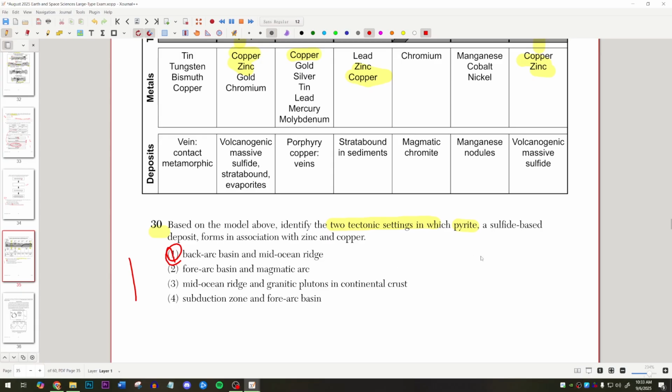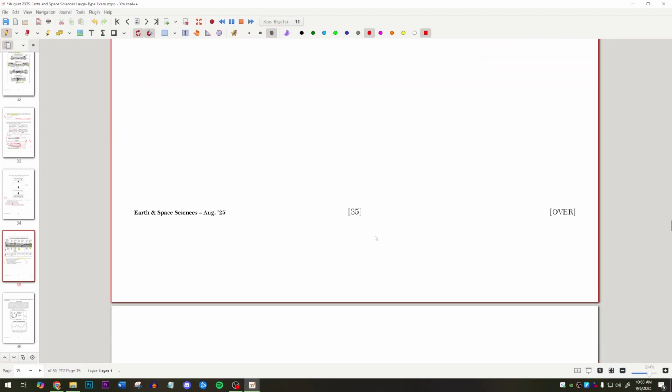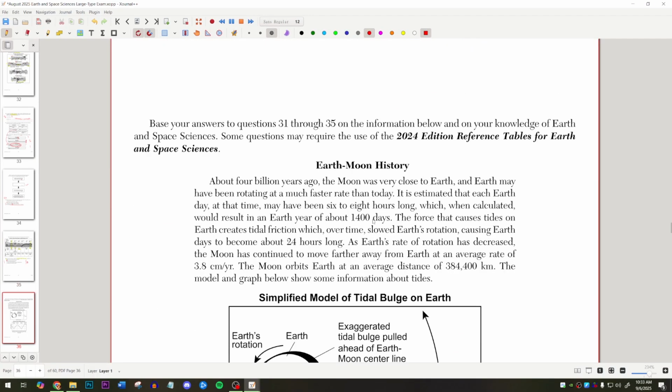Okay, so this I would say is so easy. I'm actually going to call this a 1 out of 10. I think this is ridiculously easy. All right, 31 through 35, Earth, Moon.